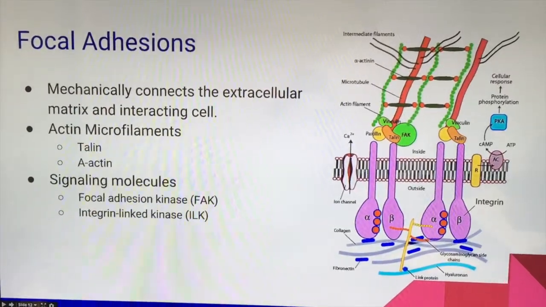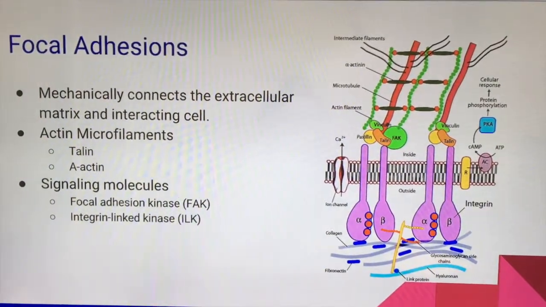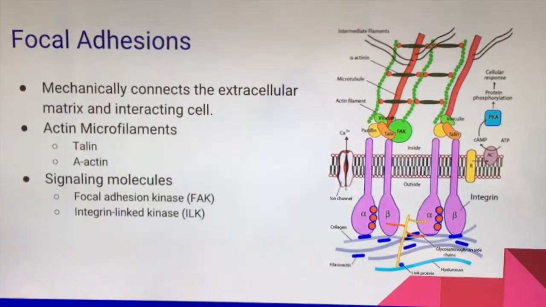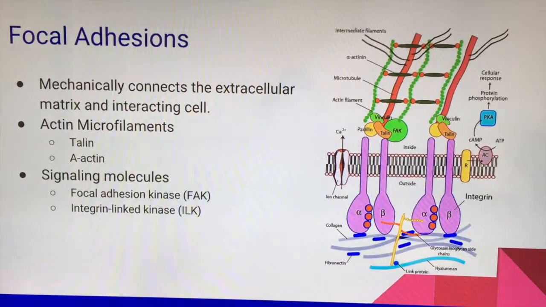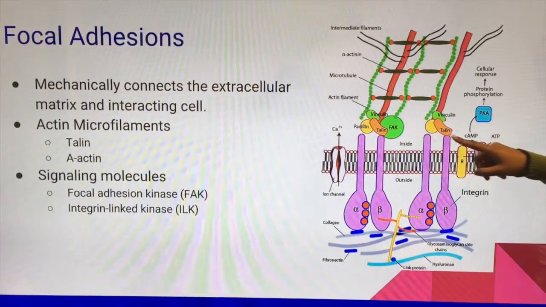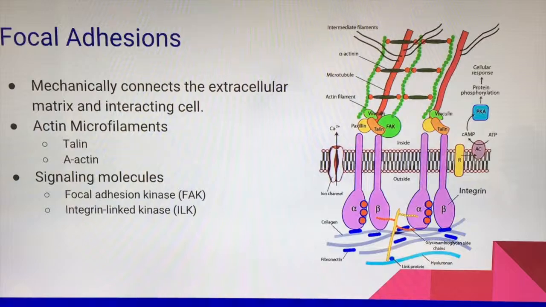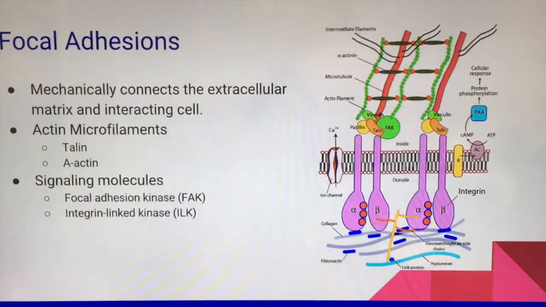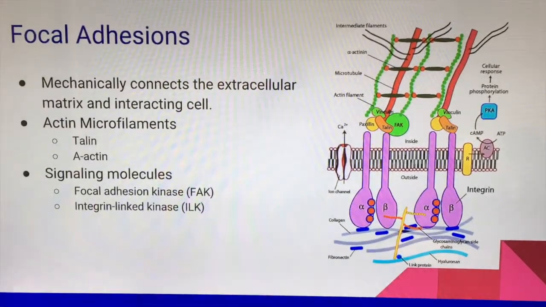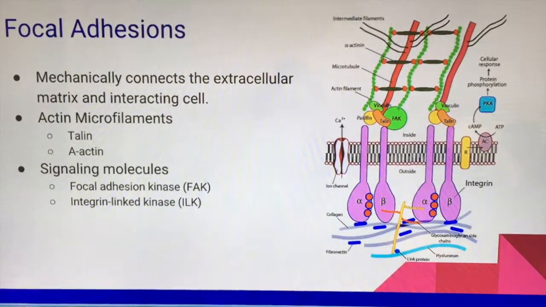Okay, next I'll talk about focal adhesion, which basically connects the extracellular matrix to intracellular cells. Clustered integrins interact with actin microfilaments and eventually go to linker proteins. You have two linker proteins, which are talin and alpha-actinin. Talin binds to actin binding proteins, and then alpha-actinin binds directly to actin microfilaments. As stated, subunits bind to signal transducers such as FAK and integrin-linked kinase, which is ILK.